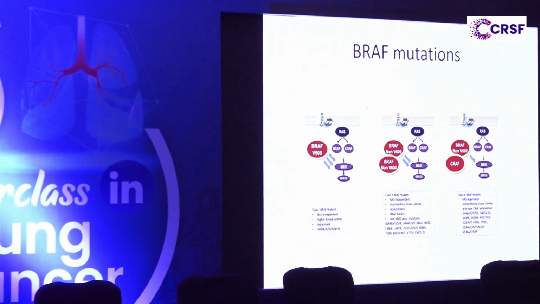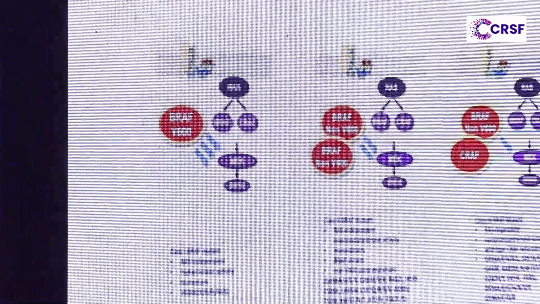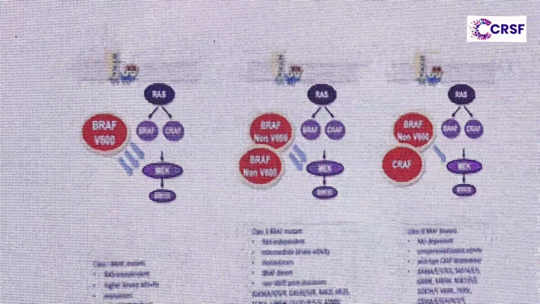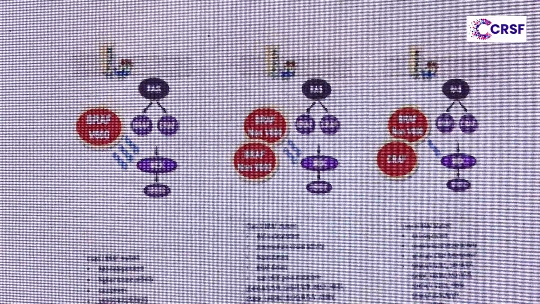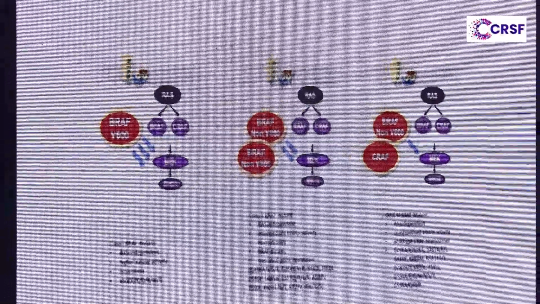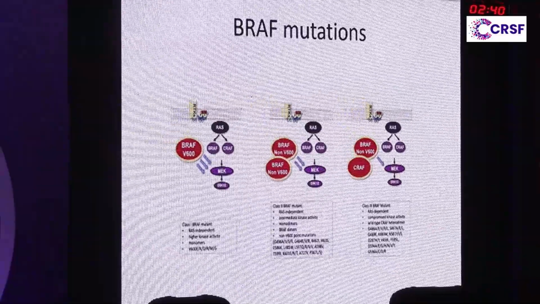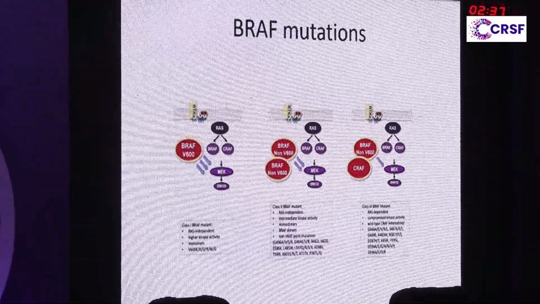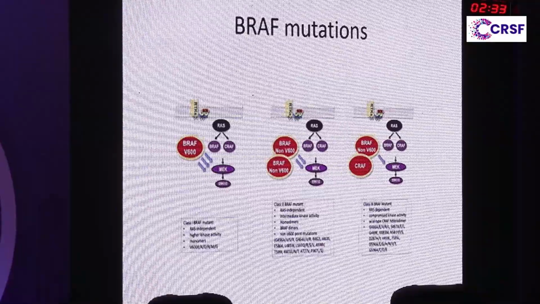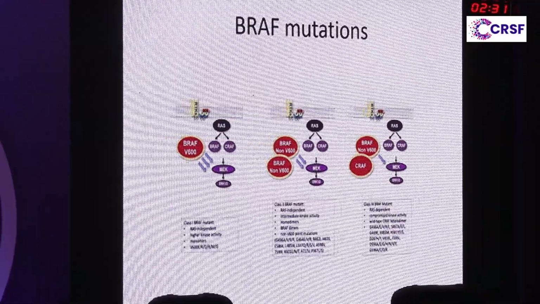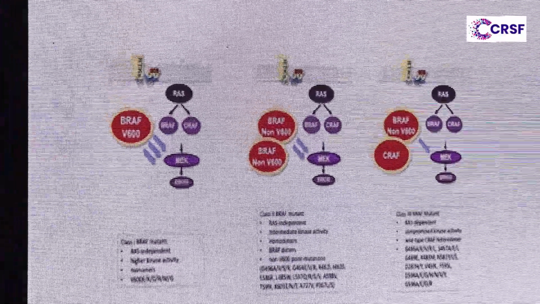Type 1 is the classical one, where high kinase activity is seen, and the most common mutation is BRAF V600E, and other less common mutations are V600K, V600D and V600R. The other types, type 2 and type 3, have mild to moderate kinase activity. They are also called non-V600 mutations. And the important thing is that the response to BRAF inhibitors in type 2 and type 3 is unknown.